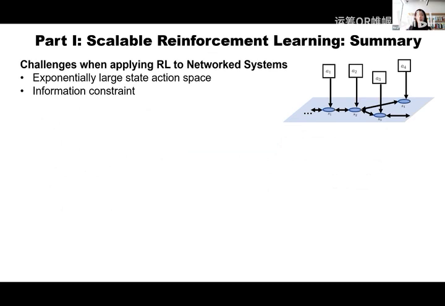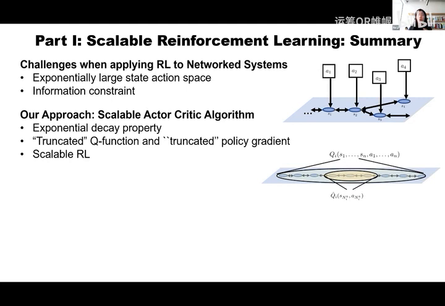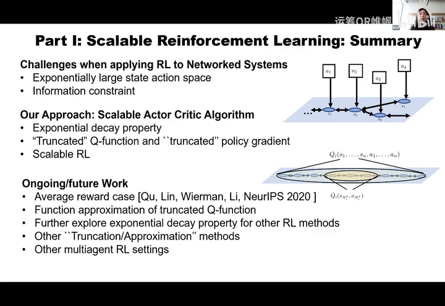You see the challenges arise because of the application: the storage, the communication, and the computation. For our approach, what I was referring to is, hey, we can use the network connectivity to do better, right? What we did is, based on the exponential decaying property, design a scalable RL method. So there is lots of ongoing and future work.